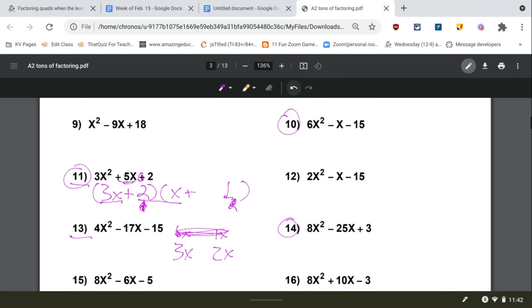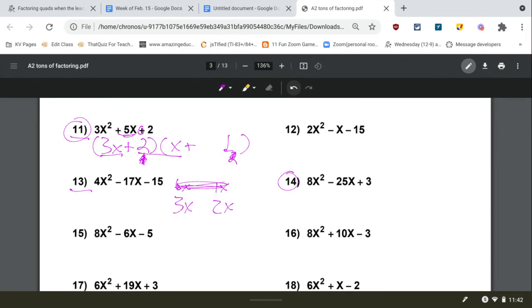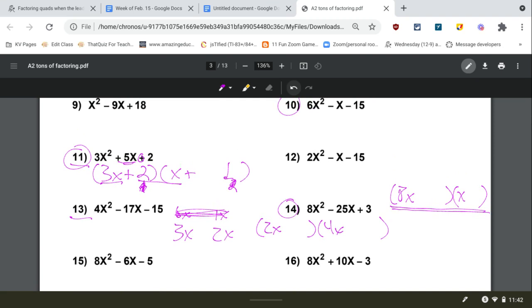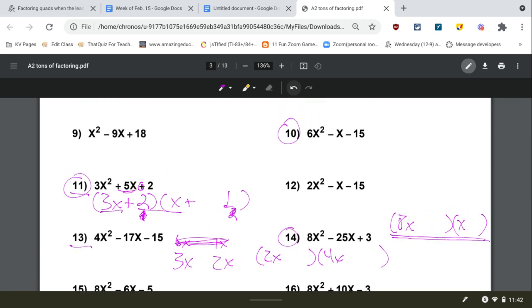Okay. Let's see. If I was setting up number 14, I would have 2 scenarios I would have to try. To get 8x squared, it could be a 2x and a 4x, which it's probably this combination. It probably is. The other way would be an 8x and a 1x. Actually, I think it's going to be this one. I'm going to leave this one up to you guys. But for 14, I think it's going to be this one, actually. Usually it's not like that, but it is. I believe it is on this one.